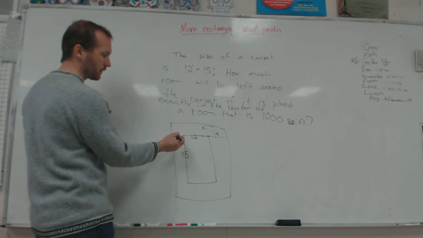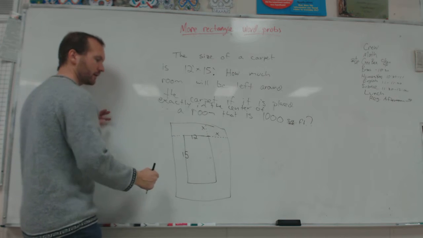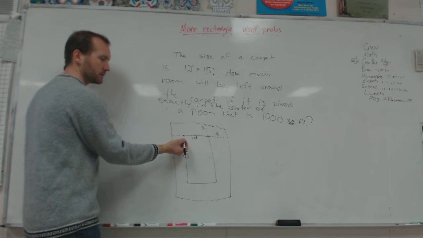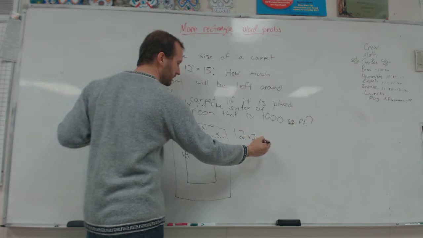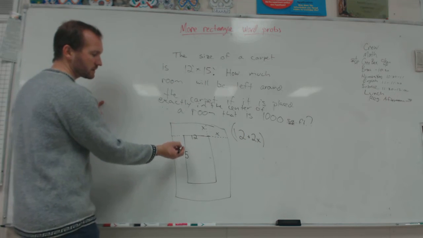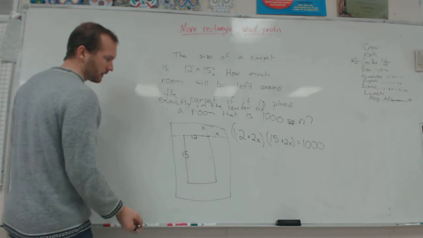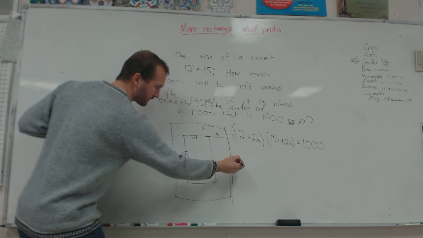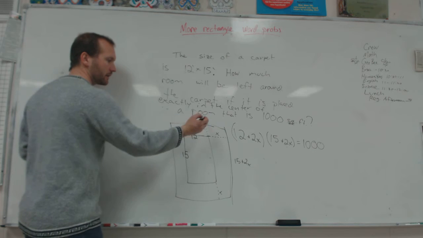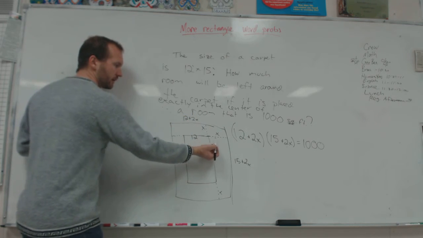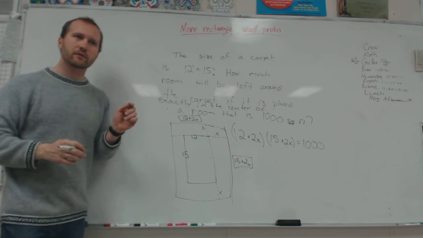So in this problem, we know the area of this whole room, and we can figure out the width and the length by adding x and x to the length and width of the carpet. So the setup for this problem would be 2x plus 12, times 15 plus 2x equals 1,000. This whole length here is 15 plus 2x, because it's x, 15, and then another x. And this whole length here is 12 plus 2x, because it's x, 12, and then another x. And then this length times this width equals the area of that room.